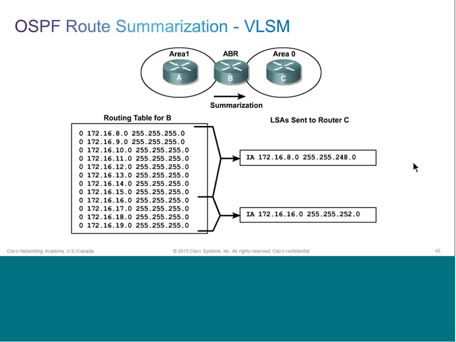So feel free to practice that exercise and see if you can get those to summarize. Again, the top portion here should summarize as 172.16.8.0 with a subnet mask of 255.255.248.0. And the bottom four should summarize to this. Test that and see if, using the method that we showed you before, you can get that to work out.